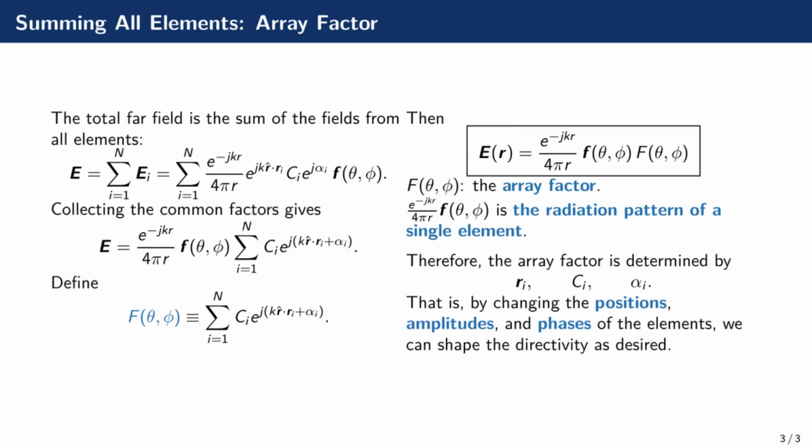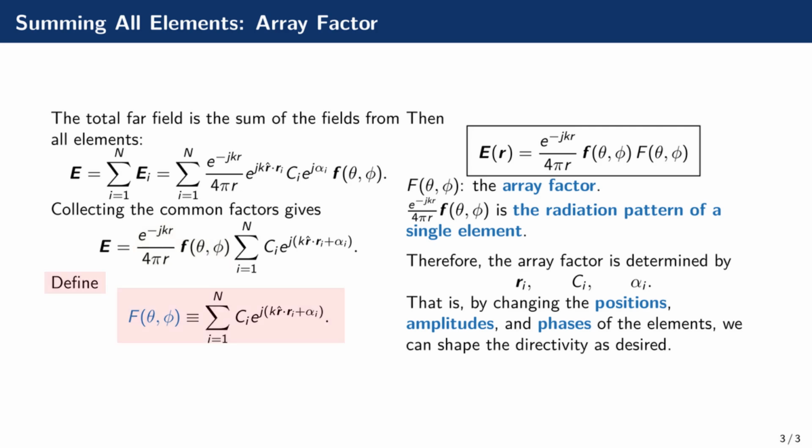Now let us consider the whole array antenna. The total radiation field is simply the sum of the fields from all elements. In general, the values of c sub i, alpha sub i, and r sub i are different for each element. Formally, we can write the sum in this way. If you look at this expression, the quantity that depends on i appears only in this summation part. So we collect that part together and factor out the remaining factors that are common to all elements.